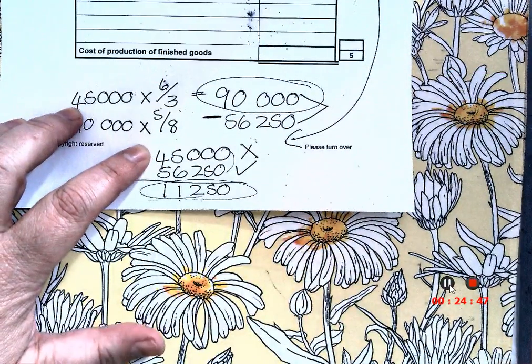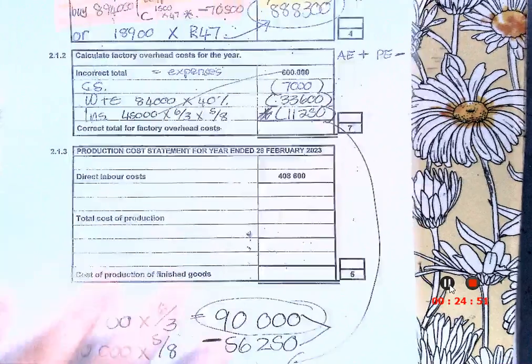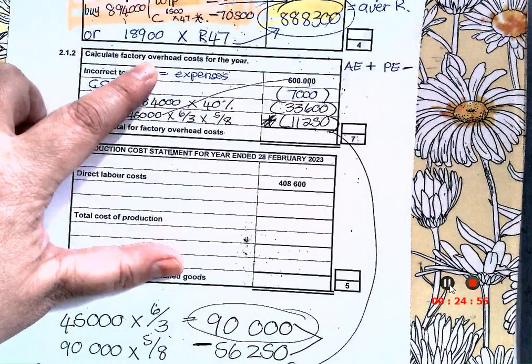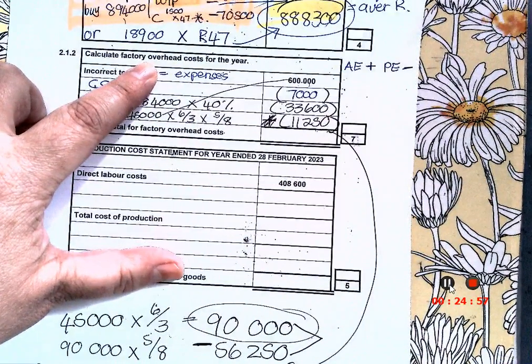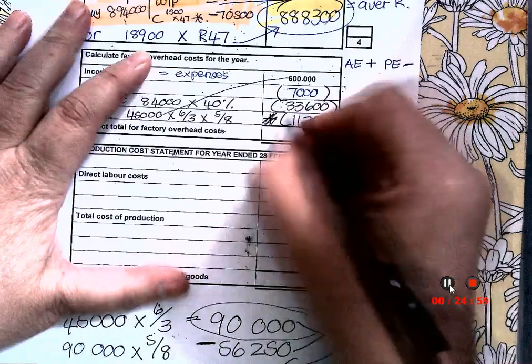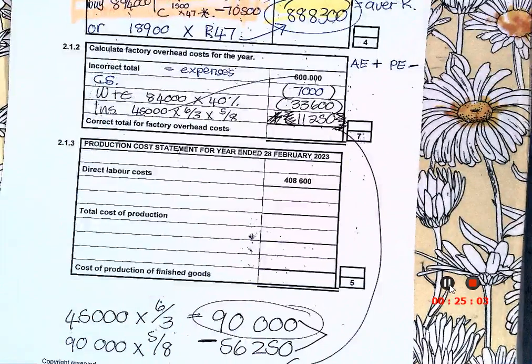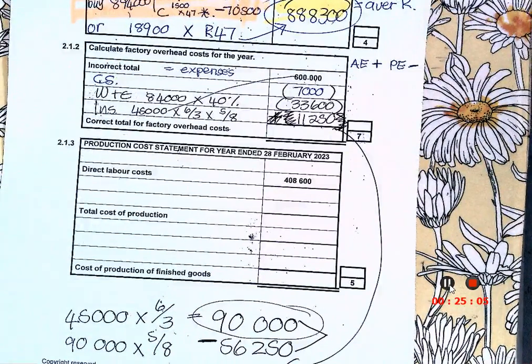Isn't it insurance that we need to pay them? Yeah, but this was my expenses. Factory overheads is my expenses. So my expenses, I need to add it. Thank you, Mary. I need to add it. Do you understand why I add it? Yeah, I'm with the income statement.